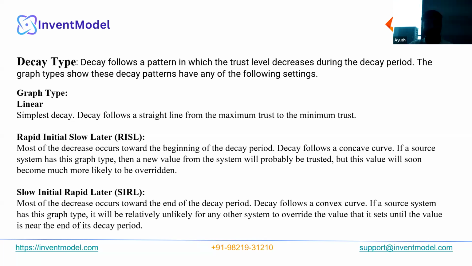It follows a convex curve in this graph type. If a source system has this graph type, it will be relatively unlikely for any other system to override the value that it sets until the value is near the end of its decay period. So in this graph type, the value will decrease slowly in the initial period, and later it will decrease at a rapid pace.